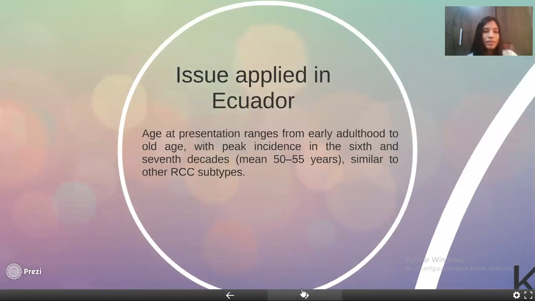Issue applied in Ecuador. Age at presentation ranges from early adulthood to old age, with peak incidence in the 6th and 7th decades, mean 50 to 57 years, similar to other RCC subtypes.